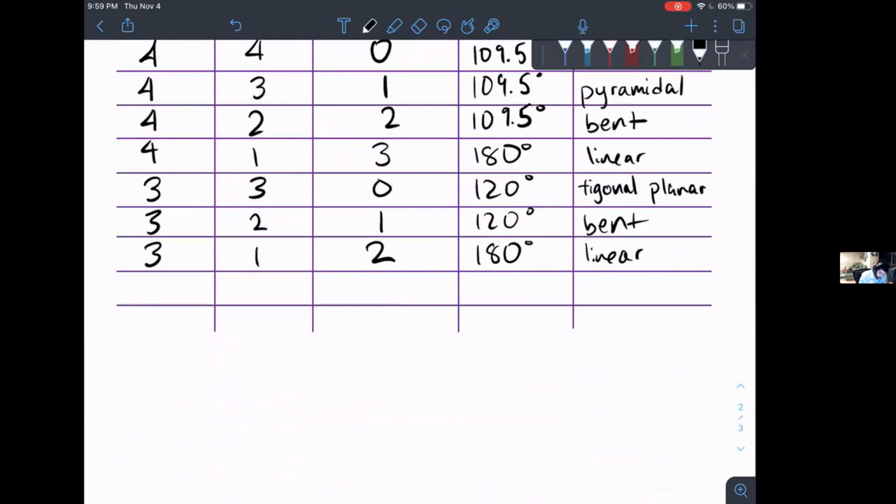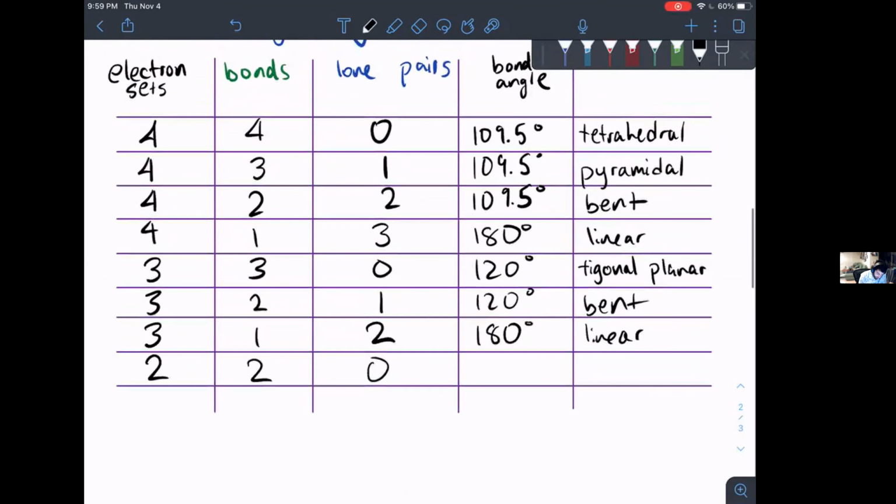Now we're going to be looking at the 2 sets. 2 sets with 2 bonds and 0 lone pairs. Well, one of my favorite examples of this is going to be CO2, carbon dioxide. We have a carbon, double bond to an oxygen, double bond to an oxygen. And again, we only look at the ones around the central atom, which is the carbon. So that's going to be 1 bond, 2 bonds. And we can say this is 180 degrees. You can even see that. We call that linear.